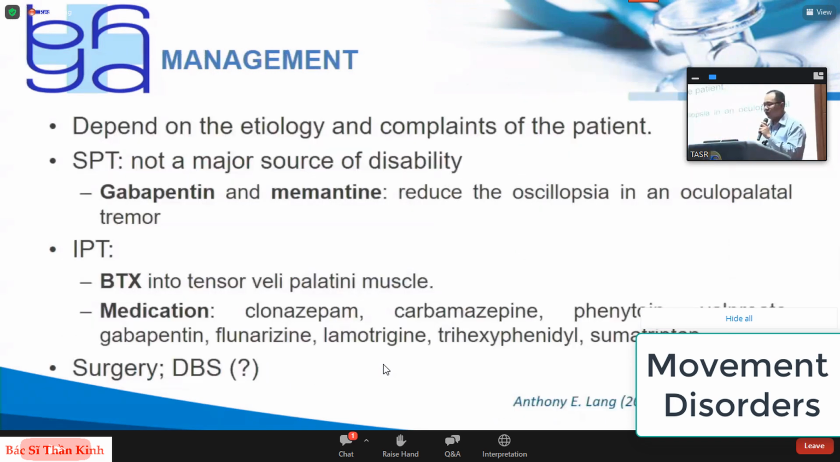How about the treatment of palatal tremor or palatal myoclonus? Because symptomatic palatal tremor is not a major source of disability, we don't need to treat those symptoms. But in some cases, when the patient has oscillopsia, we can use gabapentin or memantine to reduce the symptoms. In some idiopathic palatal tremor, we can use medication or botulinum toxin injections to reduce those symptoms.